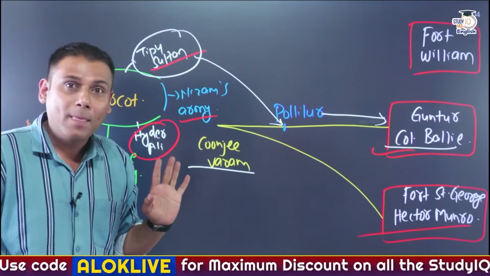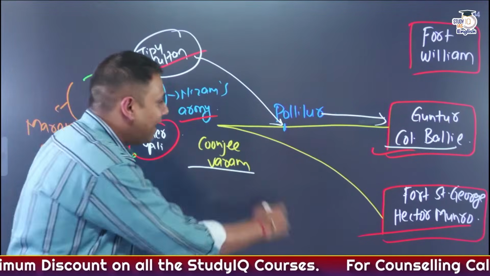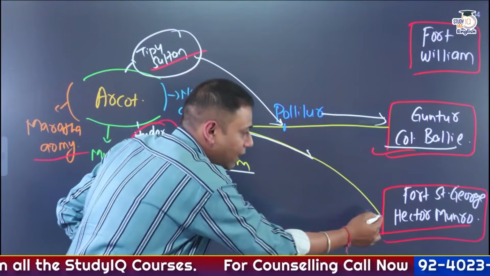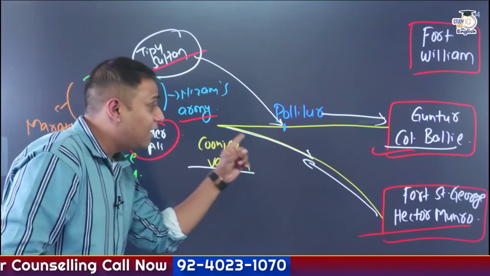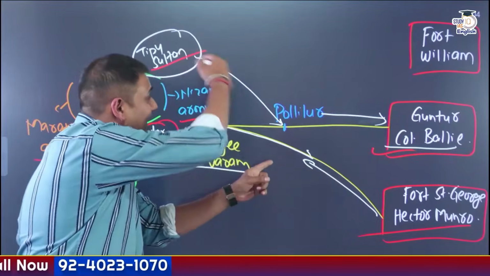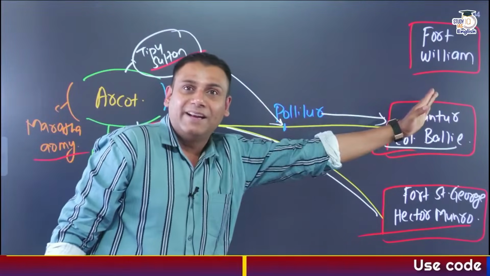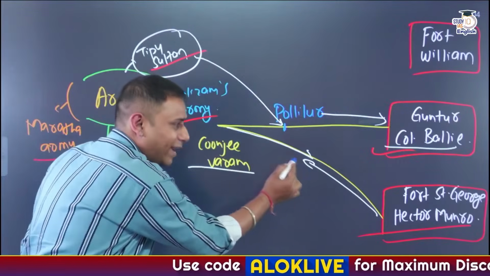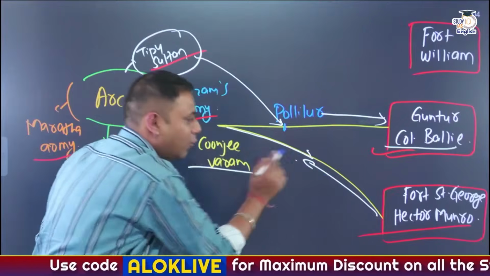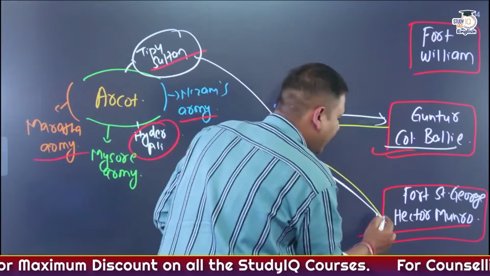Clear? Meanwhile, Hyder Ali himself attacked the region. Hector Munro was moving towards Kanjivaram. Hyder Ali himself moved towards this place. He sent his son to Polilur. Colonel Bailey retreated. Got it? Now, Hyder Ali is moving in this direction. Hector Munro is moving in this direction. Hector Munro is also defeated and he also retreated.